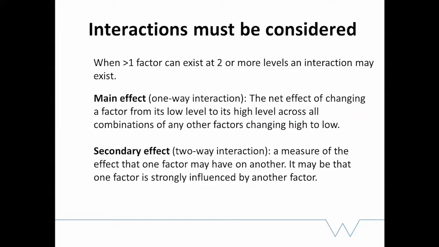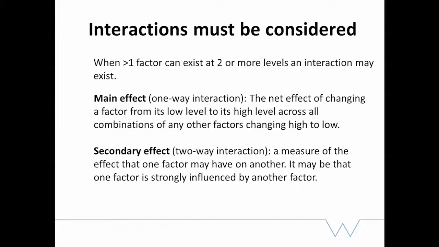It's important that we consider the interactions that can take place between factors. Now, the simplest interaction is in fact no interaction at all, to some extent. It's called a main effect, and you can think of this as a one-way interaction. And this is the net effect of one factor changing from its minus level to its plus level when all the other things are changing in your design. So we can isolate that single effect. So we'll have main effects for every one of the factors.